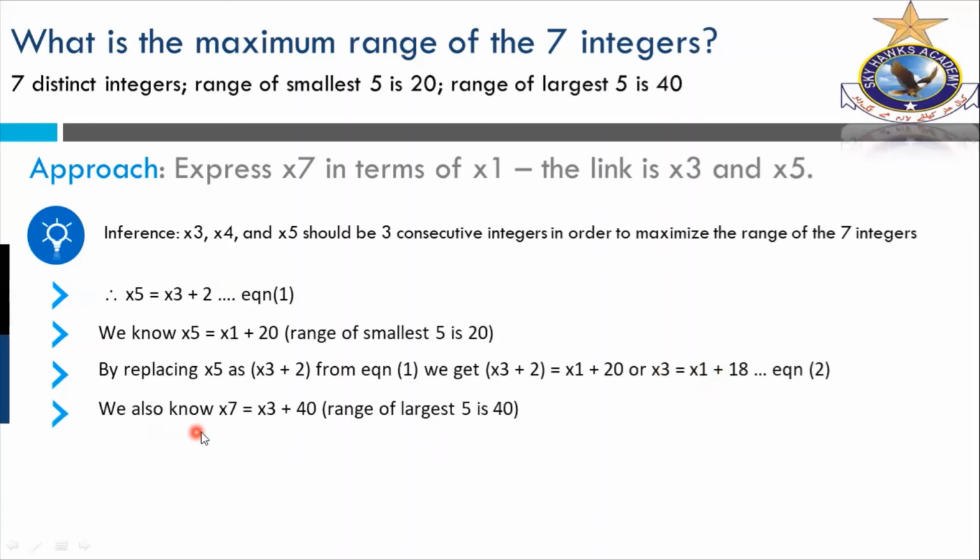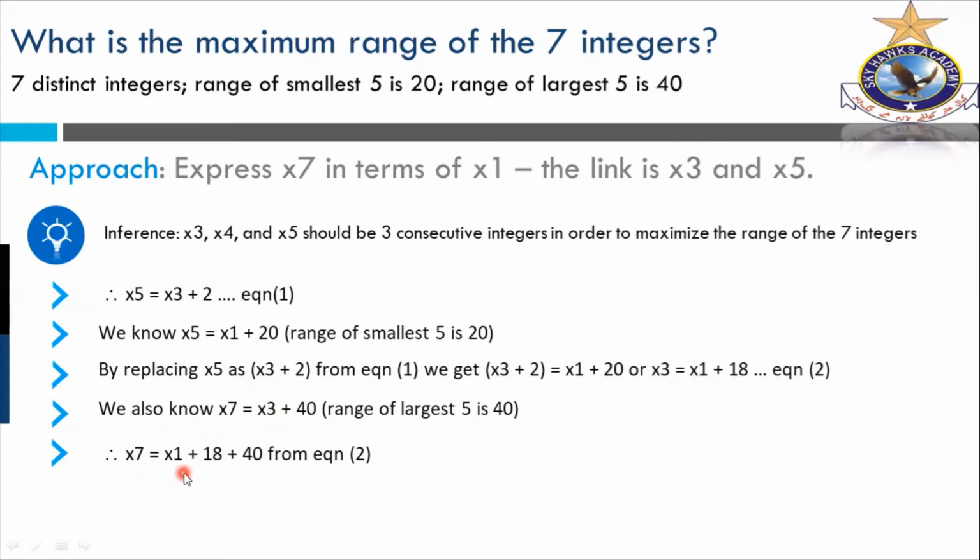We also know x7. That was the range between the top 5 numbers. So this is x7 minus x3 is 40. So x3 comes over here. Range is the same story. Now look at this. X7 is, now we will put the value of x3. X3 is this. So x7 is coming over here, and this sign of equality as it is. Here we have x3, so we are putting the x3 from here. X3 is x1 plus 18. So we are just putting this one. And this 40 will remain the same.